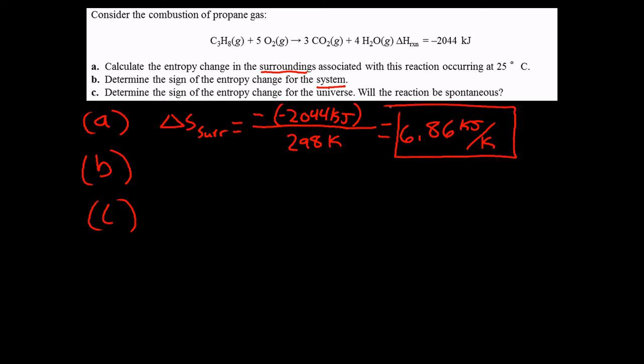And those are the normal units for entropy, either kilojoules or joules, either one, per Kelvin. That is the normal unit for entropy. All right, so that is the answer for part A.